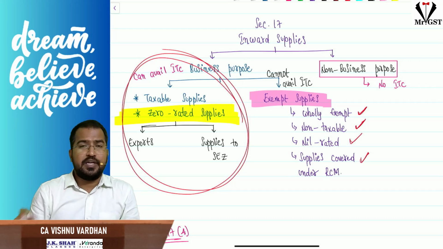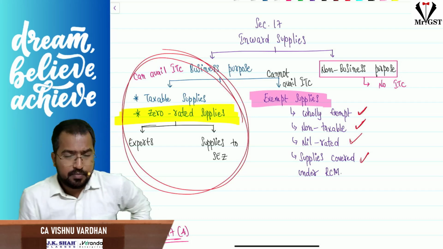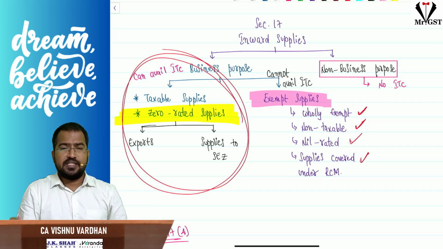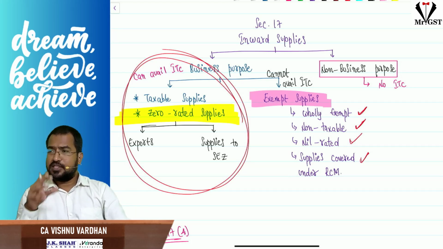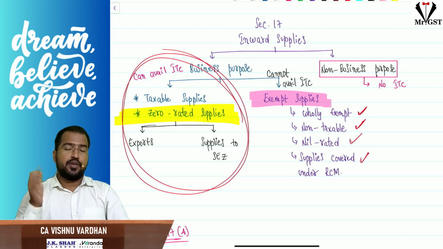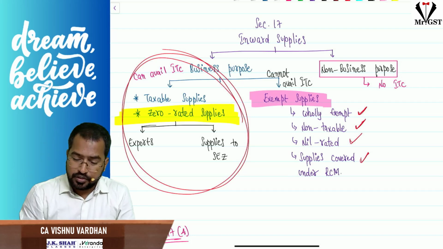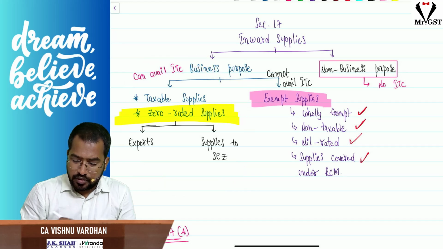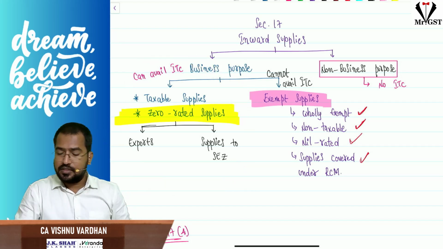But if you are buying something for making taxable supplies or including zero rated supplies, that is exports and supplies made to special economic zones, then you can happily enjoy ITC. Clear? So that is what section 17 subsection 1 and 2 together we have discussed to the extent relevant for your level.